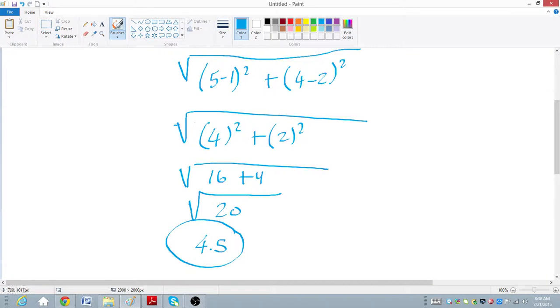But if you don't have a calculator, you could simplify it by taking the square root of 20, which is the same thing as saying square root of 4 times 5, and I could take the 4 out of the square root, which is 2 root 5. So this could be your other answer as well.